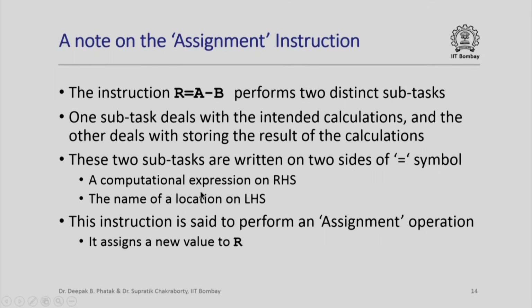So, these two subtasks are written on two sides of the equal to symbol. Consider this equal to symbol here. There is a right hand side and there is a left hand side. The computational expression is written on the right hand side and the name of the destination location is written on the left hand side. So, this instruction is set to perform an assignment operation. It calculates the value a minus b and the resulting value is assigned as a new value to location r.